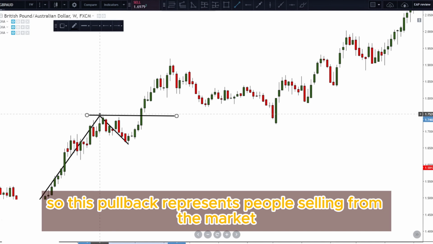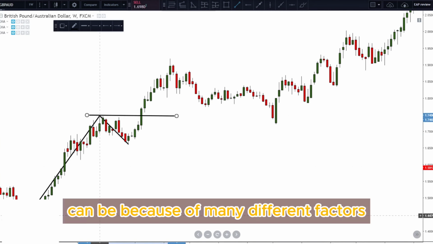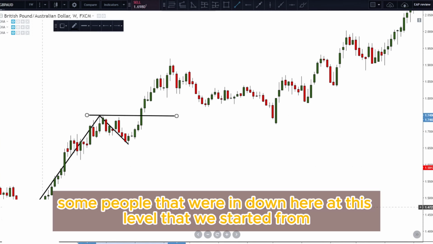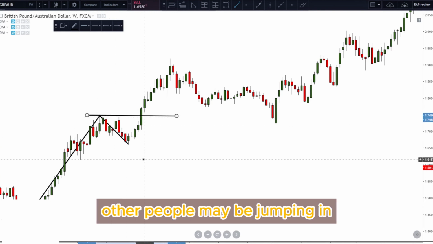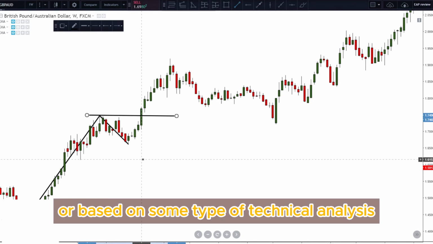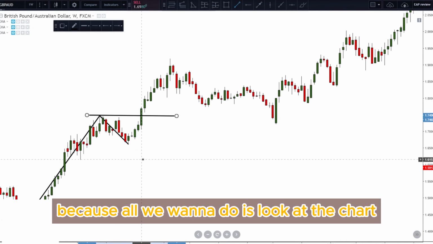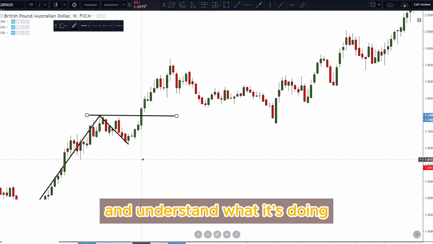So this pullback represents people selling from the market, a combination of people selling. And the reason they're selling can be because of many different factors. Some people that were in down here at this level that we started from are now just taking profit. Other people may be jumping in based on some type of fundamental news release or based on some type of technical analysis. But all of that is really irrelevant information, because all we want to do is look at the chart and understand what it's doing.